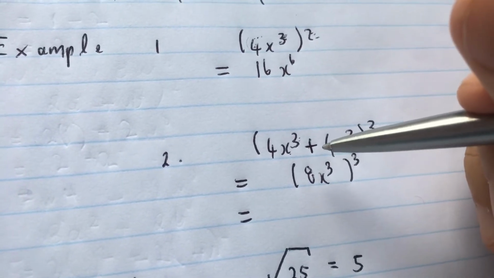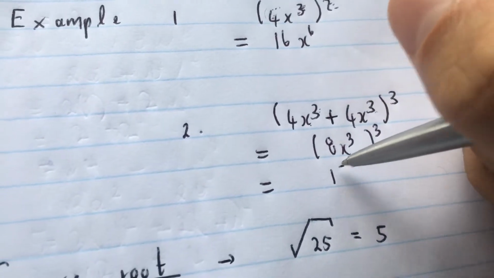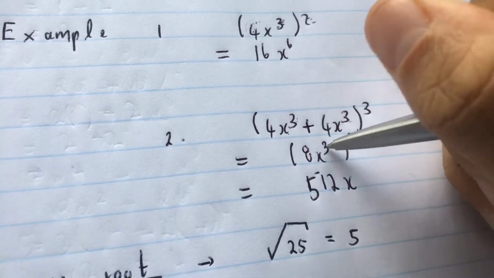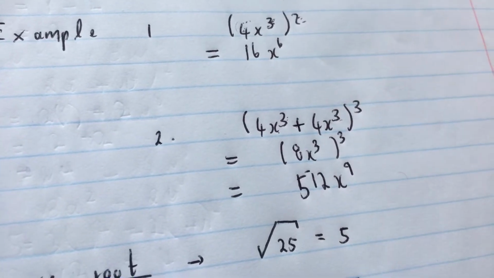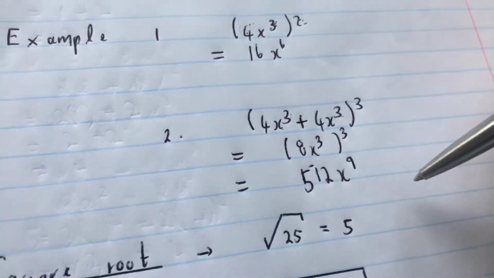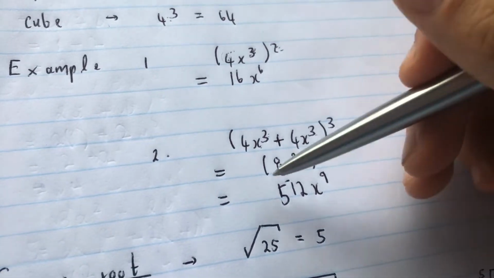So now, what's the cube root of 8? It was 512. I had to do this on my calculator. 512 x, and 3 times 3 gives me 9. So 512x to the power of 9. Alright, these are exponential laws you've already done before, so I'm not going to do too many examples.